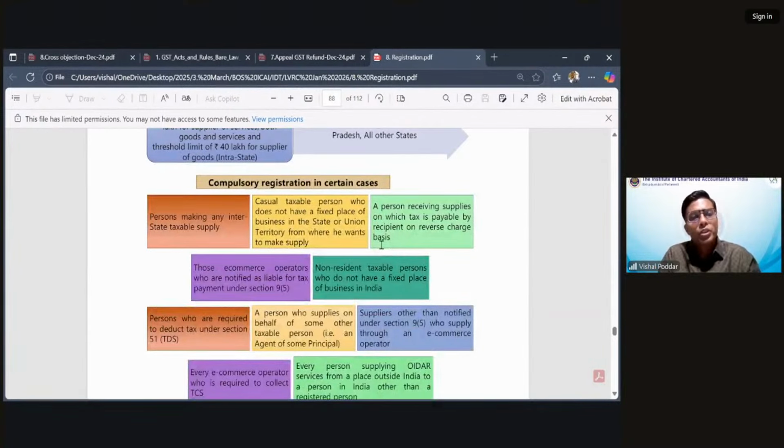Now coming to section 24, these are the case scenarios where 24 applies, where you need to take registration on the basis of any of these triggering points. So here turnover is immaterial. Your turnover may be even rupees 10,000. But if any of these scenarios are applicable to you, you are compulsorily required to get registered.